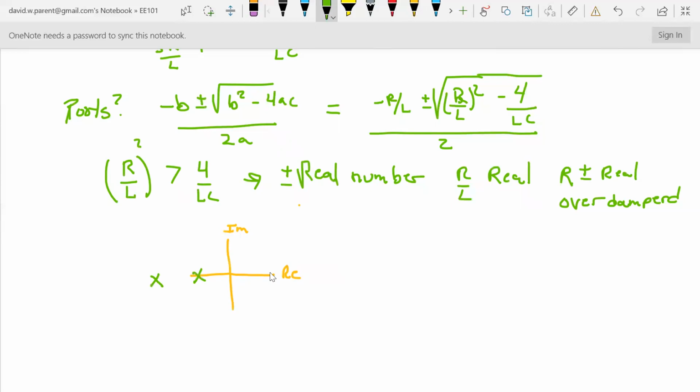So basically, this becomes a real number. It's plus or minus a real number. So I have a negative plus or minus something that'll be smaller than that. And so I get 2 roots here. These 2 roots mean 2 exponential decays.